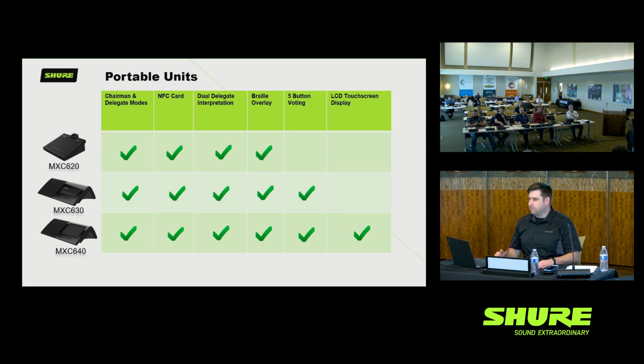So if we look at the units in front of you, everyone should kind of have the same units going 620, 630, 640, 640 having the touch screen. You can see the feature and functionality. They all have chairman delegate mode, all have NFC, dual delegates, so you can have a single unit sitting between two people. Braille overlays on all of these. When you get up to the 630 and 640, this is where voting will come in. You have voting options, and then obviously the 640 has a touch screen, so you can see the agenda, do all your voting online, and see results on the screen.